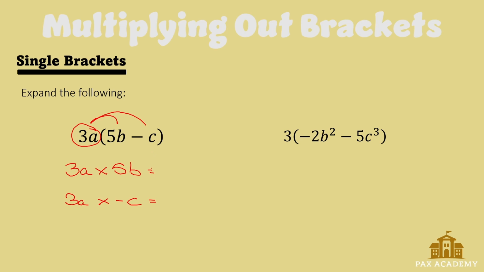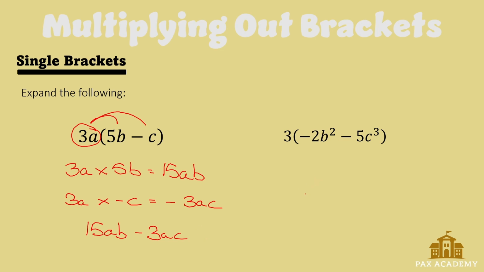Okay, so 3a times 5b, so we get 3 times 5 is 15, and then a times b is just ab. Then we have 3a times minus c, which is going to give us minus 3ac. And then if we put these together, we get 15ab minus 3ac. Excellent. And what about this last one?